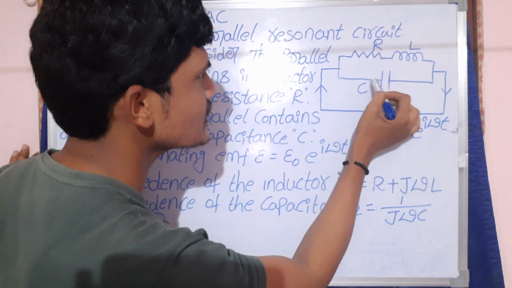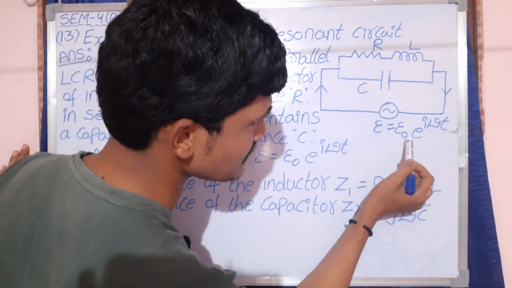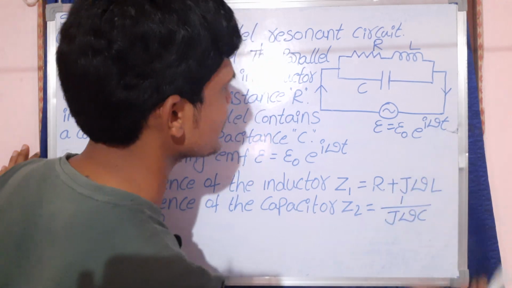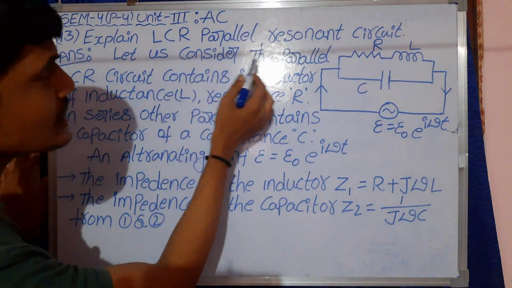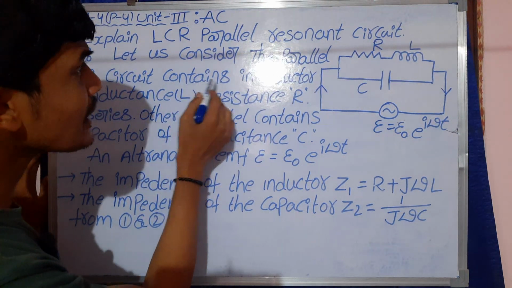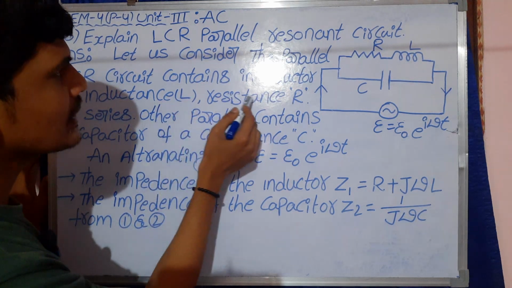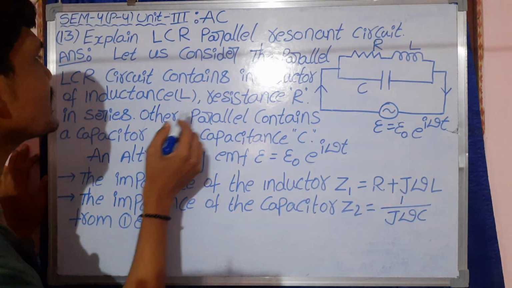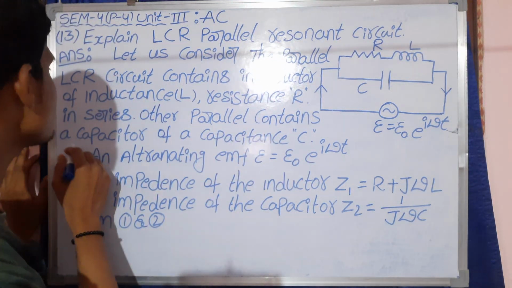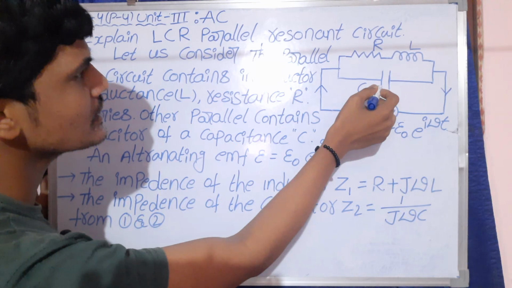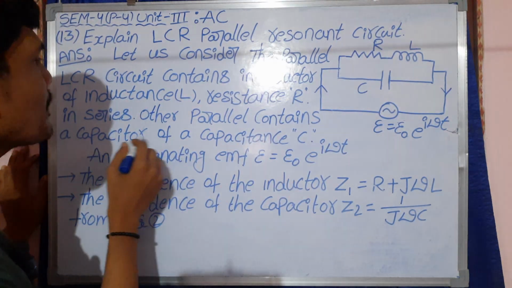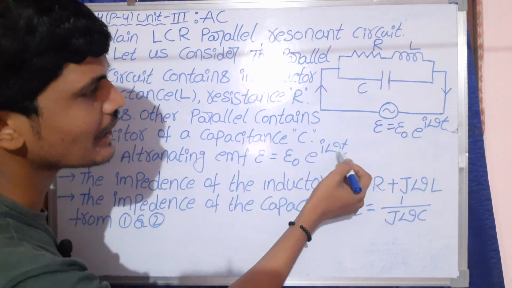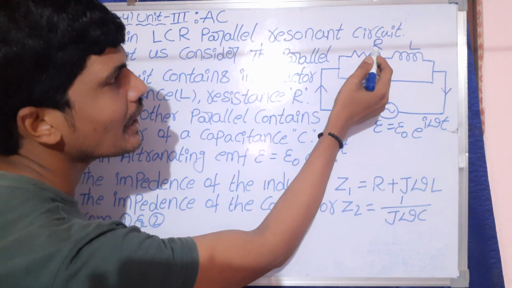These three components are connected to the power supply, epsilon equal to epsilon naught e power i omega t, where i is the imaginary unit, omega is angular frequency, and t is time. Let us consider the parallel LCR circuit containing an inductor of inductance L and resistance R connected in series. The other parallel branch contains a capacitor of capacitance C. An alternating EMF epsilon equal to epsilon naught e power i omega t is applied.